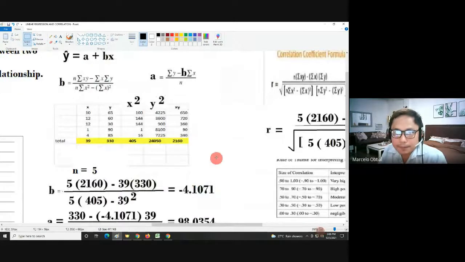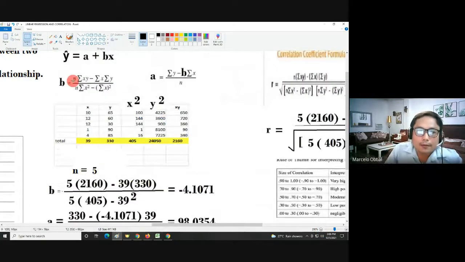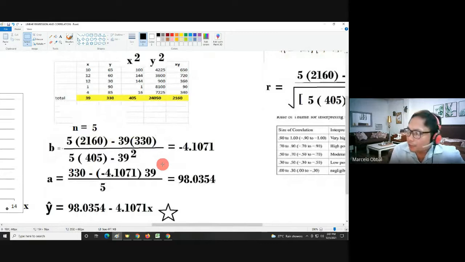I-reduce ko na lang yung ano. N, 5. Summation of XY, 2,160. Minus, summation of X, 39. Summation of Y, 30. Divided by 5. N is equal to 5. Summation of X squared, ito, 41405. Minus, summation of X, then you square, 39 squared. Using your calculator, the answer should be negative 4.1071.